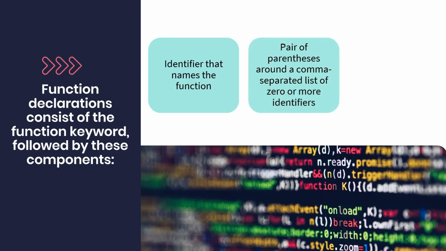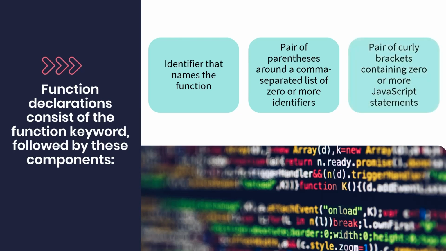Function declarations consist of the function keyword followed by these components: an identifier that names the function. The name is a required part of the function declarations. It's used as the same name of a variable, and the newly defined function object is assigned to the variable. A pair of parentheses around a comma-separated list of 0 or more identifiers. Now, these identifiers are the parameter names for the function, and they behave like local variables within the body of the function. And a pair of curly brackets containing 0 or more JavaScript statements. These statements are the body of the function. They are executed whenever the function is invoked.